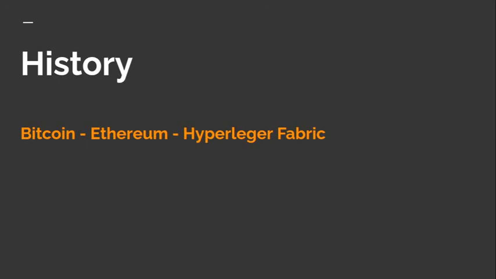So now we are going to talk about the evolution of history. So we understood what is blockchain, how it works. We understood the basics of blockchain, and now we are going to discuss how blockchain has evolved over the period of time. When I talk about history, I have to obviously start from Bitcoin.